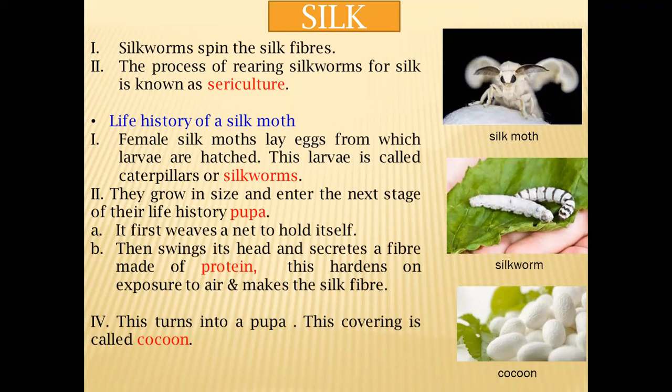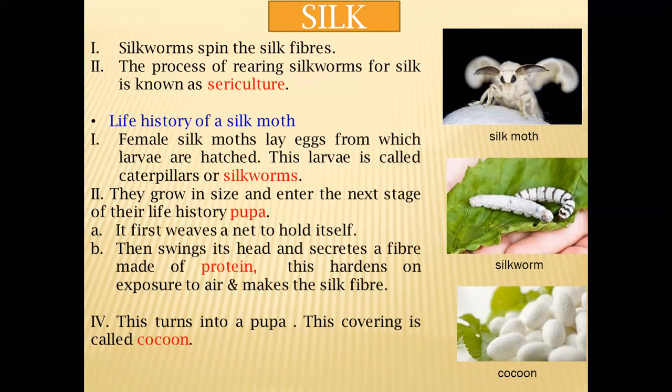The fiber which the silkworm secretes is made of protein and hardens on exposure to air. This is a very important question which they usually ask in match the following or MCQs, and you should know this cocoon makes the silk fiber. What is a cocoon? You don't know what a cocoon is, right?